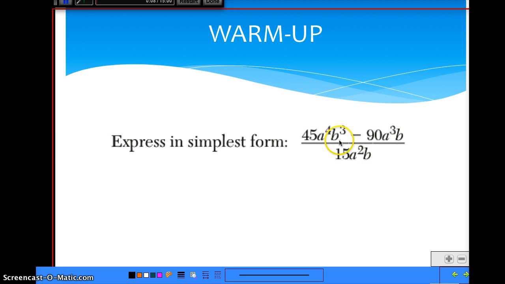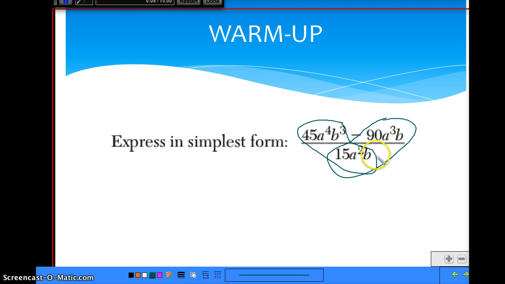45a to the fourth, b to the third, minus 90a to the third, b to the first, divided by 15a squared, b to the first. So we're dividing. The rule they want you to remember is that when you divide with same bases, you subtract the exponents. However, be careful because really you're dividing the first term of the numerator by the denominator, and then you're also going to divide the second term by the denominator as well.